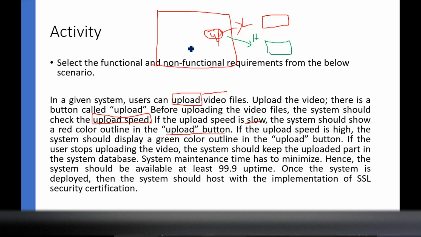Your network is not working, your network is down due to some situation. From the end user's side, the end user stops the uploading. The system should keep the uploaded part in the system database. Even if you have started, there's a small component, it might be 1 megabyte or a few megabytes, stored in your database. It's stored in my database, right?